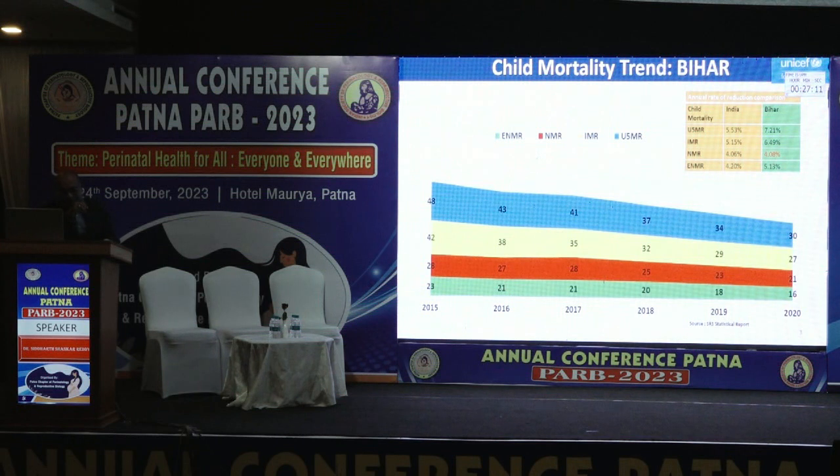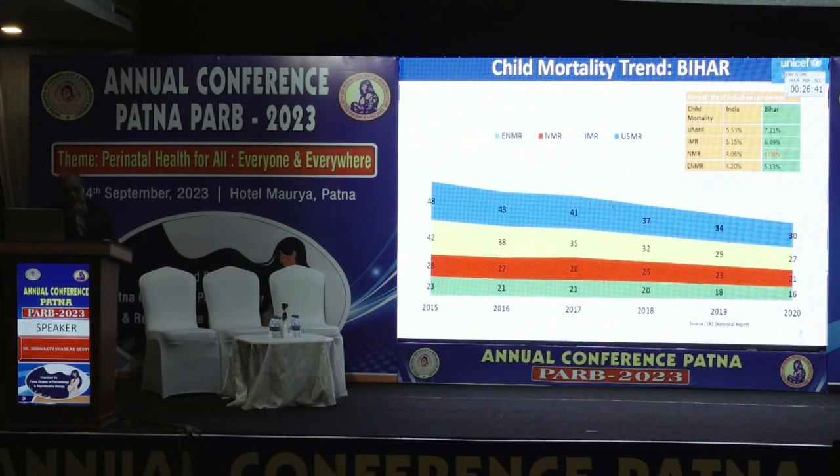Similarly, this is the child health scenario of Bihar. If you go to the neonatal part, we have the neonatal mortality rate at around 21 per 1,000 live births, which is around 1 point higher than the national average. But the challenge is that the rate of reduction of neonatal mortality is not as per the expected target that has to be achieved. The Indian Newborn Action Plan targets less than 10, or single digit, neonatal mortality by 2030.